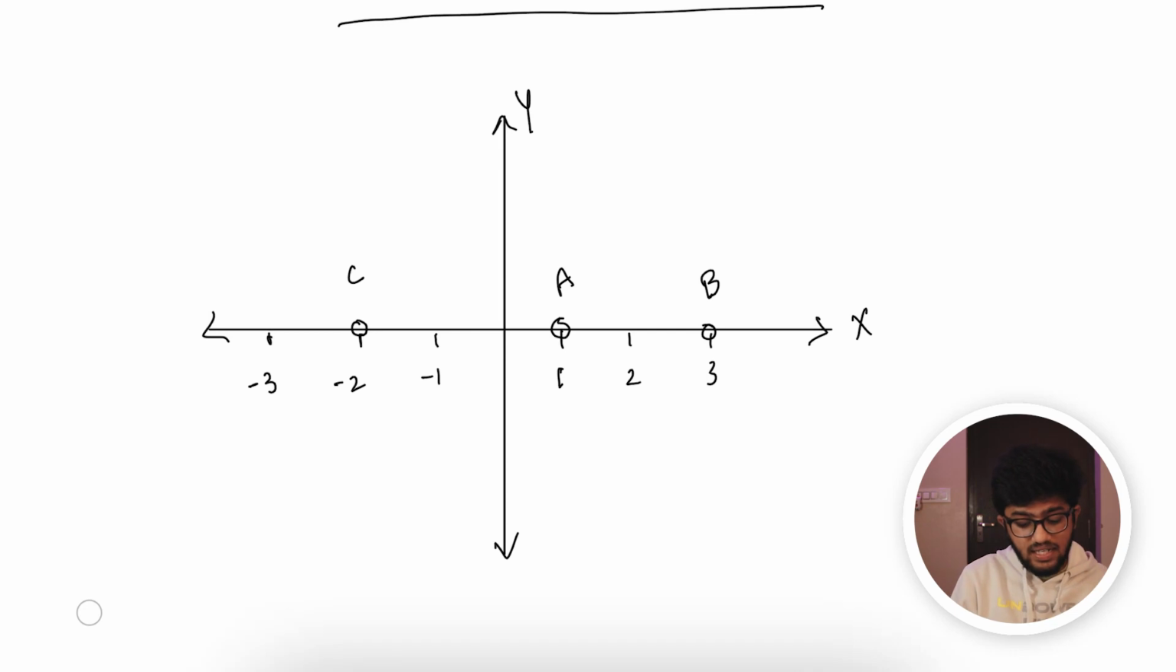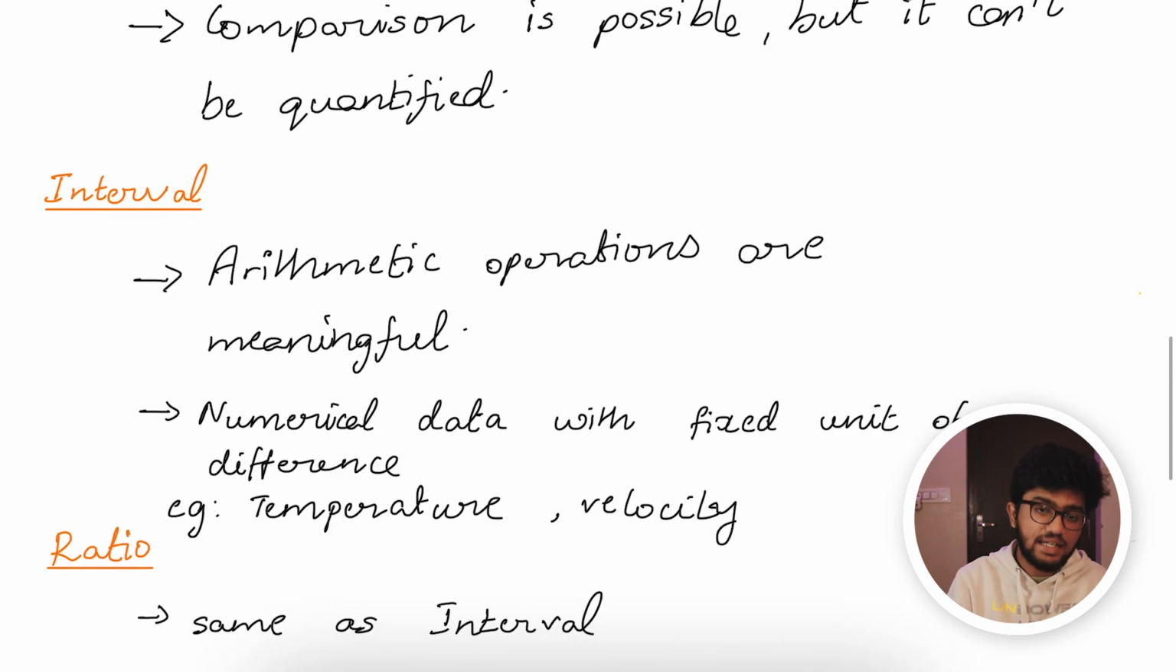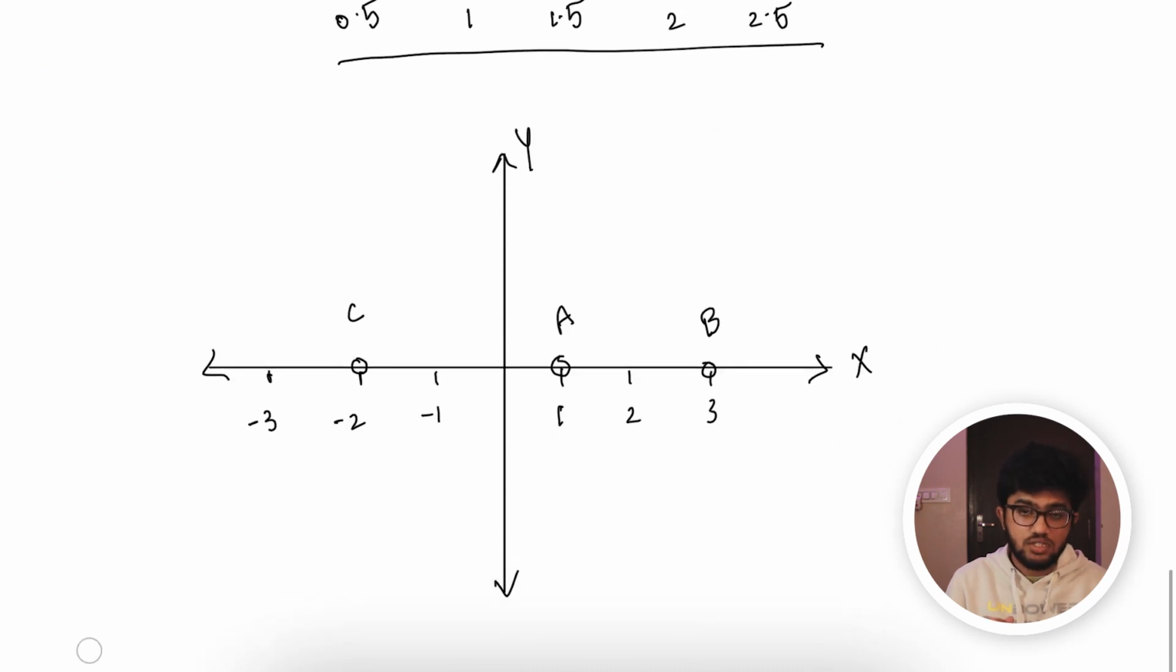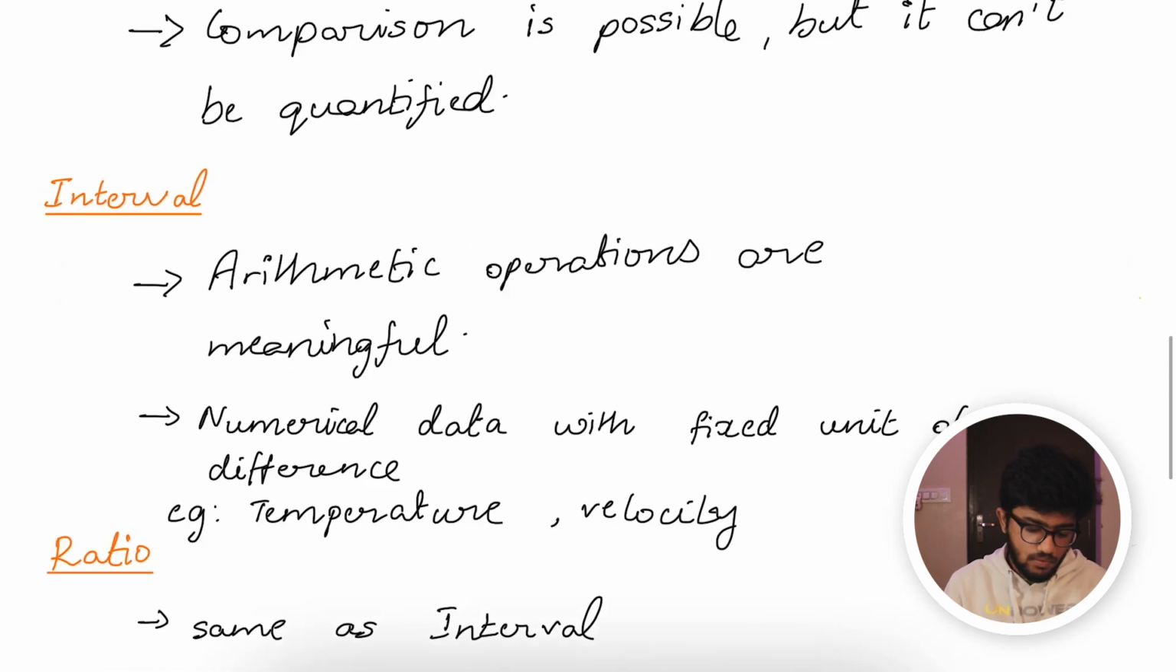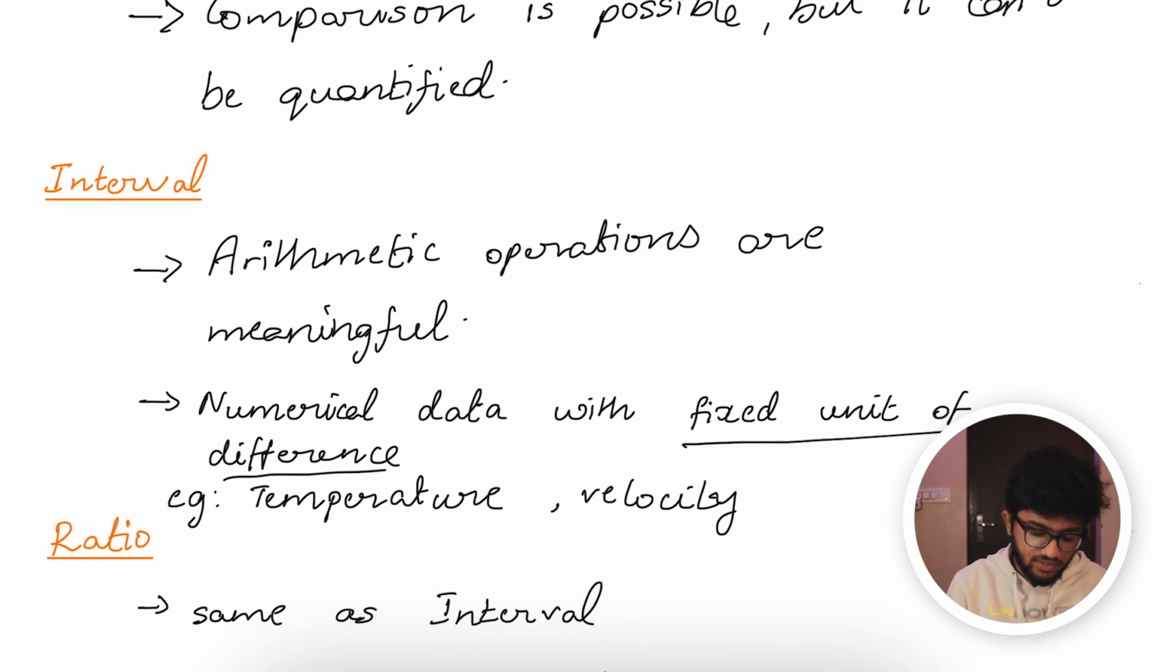Here the position is measured in the form of numbers. The distance between A and B and C and A is measured through the form of numbers. So it is an interval variable. Here arithmetic operations are meaningful, which means, what is the distance between A and C? To find the distance between A and C, we have to calculate 1 minus -2, which means 3. Yeah, 3 is the difference between the positions of A and C. Also here, the difference between 2 and 1 and 3 and 2 is constant. So it has a fixed unit of difference. So such kind of data usually refers to interval.